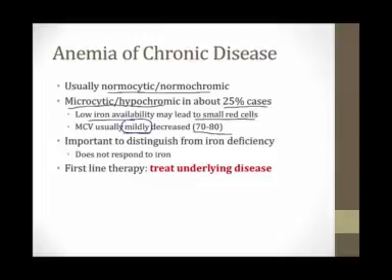If you see a case described where the MCV is very low, they are probably not talking about anemia of chronic disease. And it's important to distinguish anemia of chronic disease from iron deficiency because this disorder does not respond to iron. The first line therapy is to treat the underlying disease and limit the amount of inflammation. That will make the anemia better.